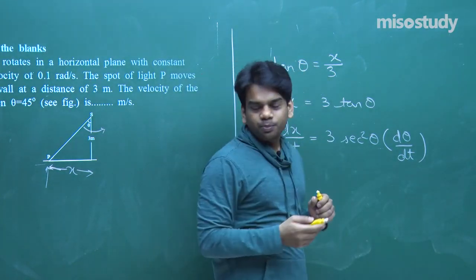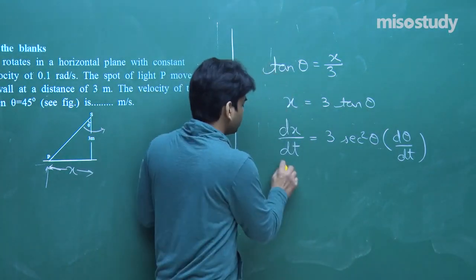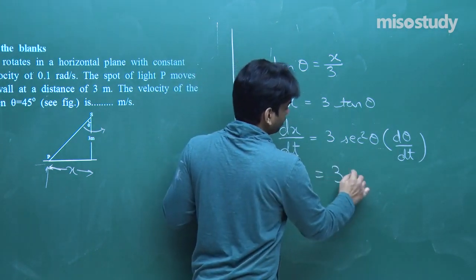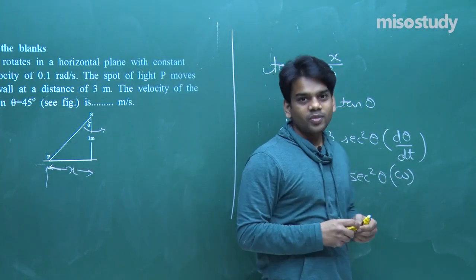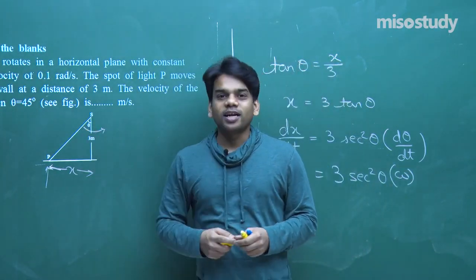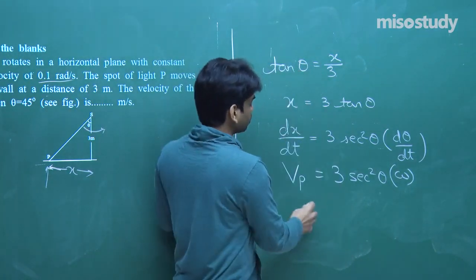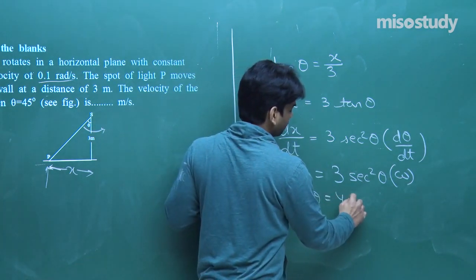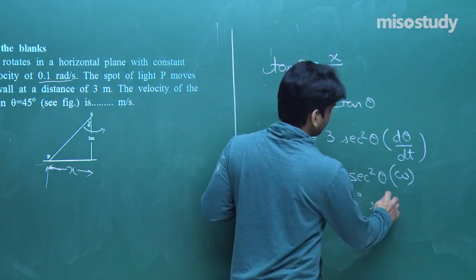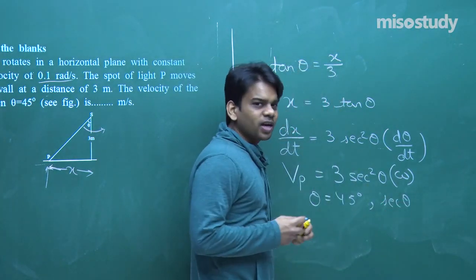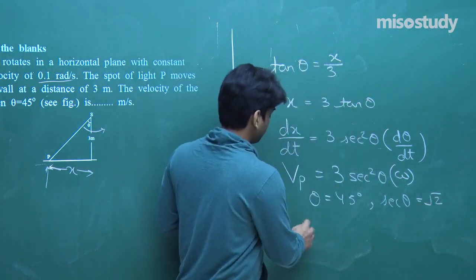Now what is dx by dt? This is the velocity of point P as it moves along the wall. So velocity of P is equal to 3 sec square theta times d theta by dt, which is omega, the angular speed with which this spotlight is rotating, given as 0.1 radian per second. So you need to put in the values and you will get the answer. Put theta equal to 45 degrees. Because cos 45 is 1 by root 2, sec theta will be root 2. Let's put in the values.